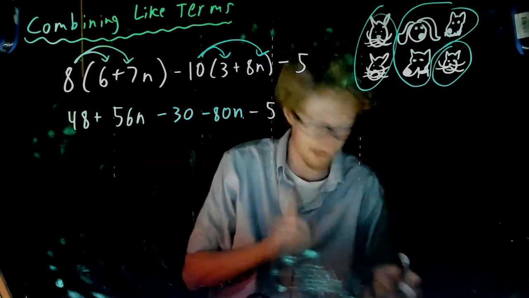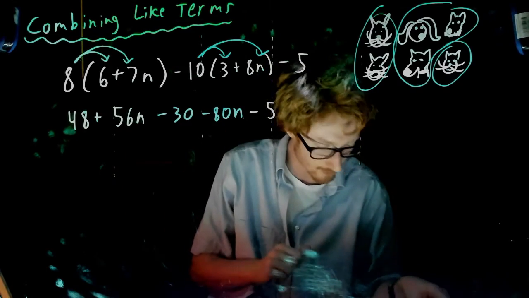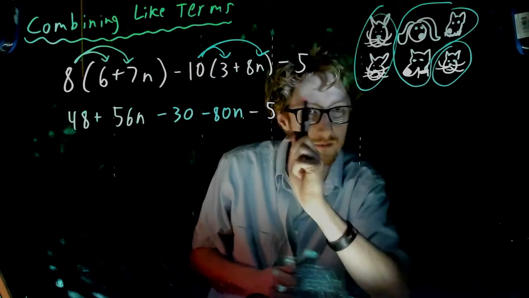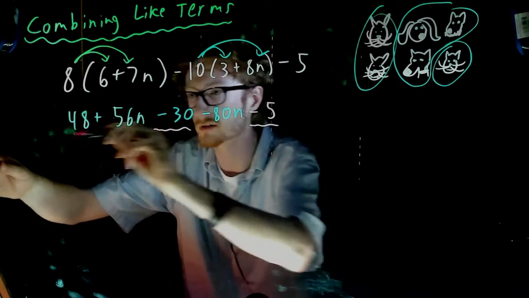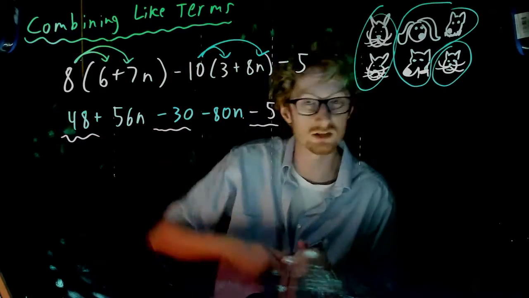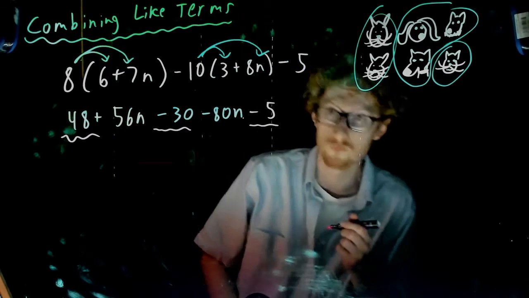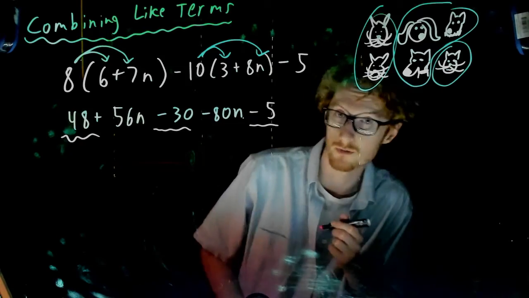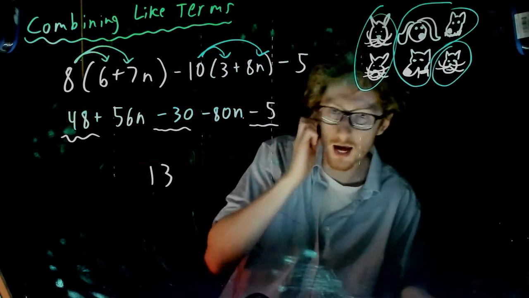Whew. So now that we got all that done, we can just combine everything that's alike, okay? I'm going to underline all my numbers with this little color right here. Here's the regular number. Here's another regular number. Here's another one, okay? So let's combine all 3 of those numbers. 48 take away 30, take away 5. 48 take away 30 would be 18. Take away 5 would be 13.